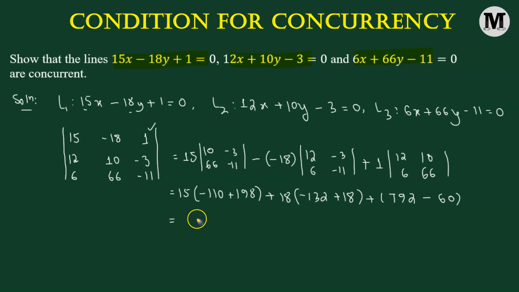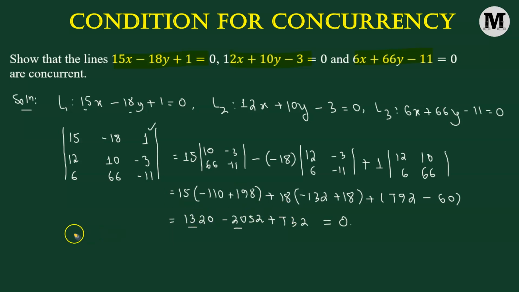Okay, let's further simplify. Now what we have here is 15 multiplied by negative 110 plus 198. We can use a calculator. That should give us 1320. Then the next term is going to be negative 2052. And the last term is going to be positive 732. So when we subtract 2052 from 1320, that's going to give us negative 732. That gets added with positive 732 to give us 0.